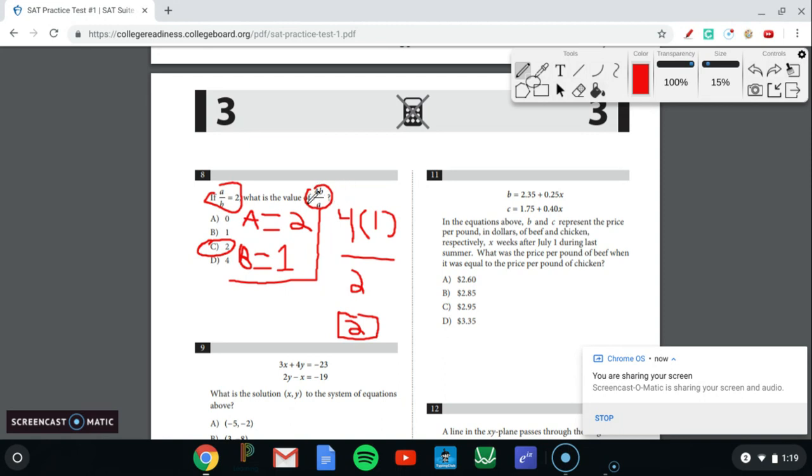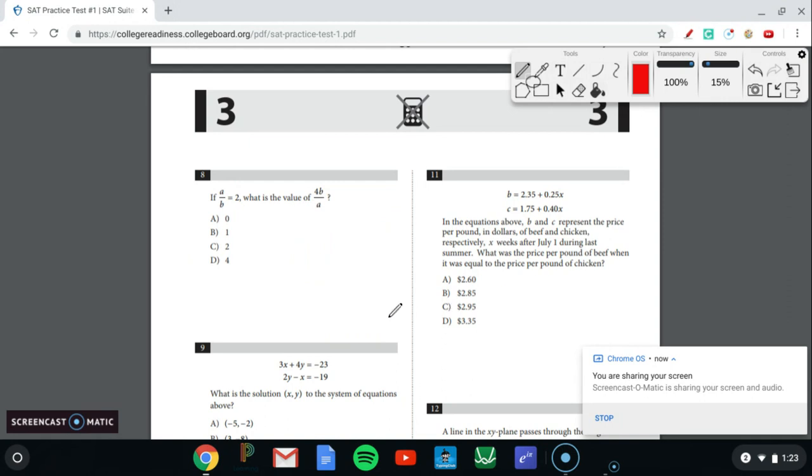You can see how much easier doing a question like this is than actually doing the math. If you look at it and they say something like a over b is equal to 2, just go, okay, let's just choose a number for a and b and roll with it and see what we get. And it's such a quicker, easier, much less stressful way to get the question right every time in like 10 seconds. All right, let's move on to question 9.